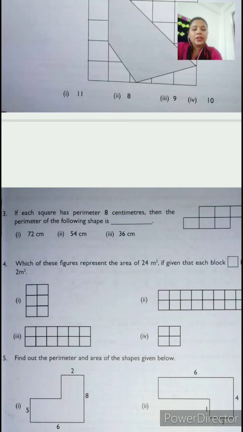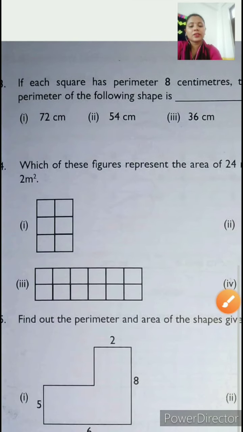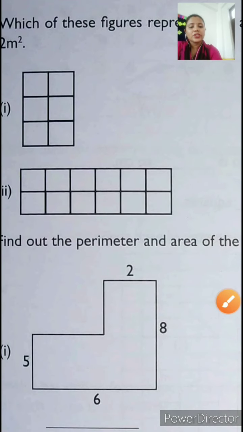Clear? Now our 5th and last question is: find out the perimeter and area of the shapes given below. Here you have two shapes and you have to find out the perimeter as well as the area of the given shapes. So let's start from the first shape, and here is your shape number 1.